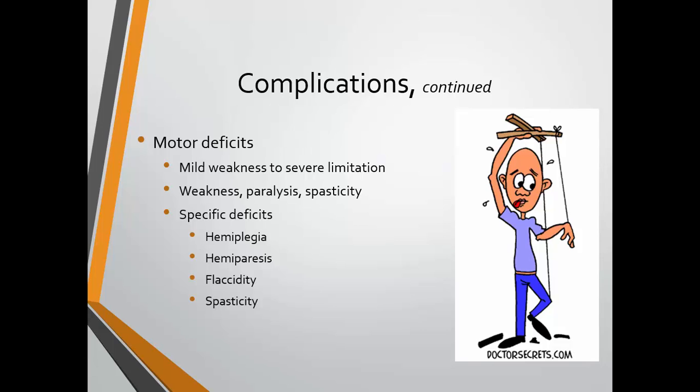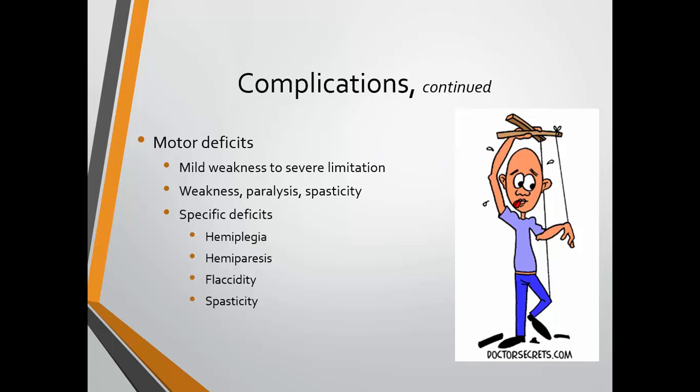Alright, so you can have mild weakness to severe limitation on the contralateral side, and depending on the area of the brain involved, the stroke causes weakness, paralysis, and/or spasticity. Some of your specific deficits is hemiplegia, which is paralysis of the left or right half of the body. Hemiparesis is weakness of the left or right half of the body, depending on what side of the brain the stroke happened on. Remember, it's opposite sides, so contralateral.